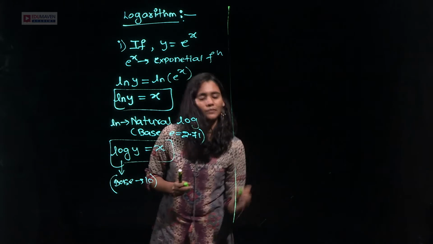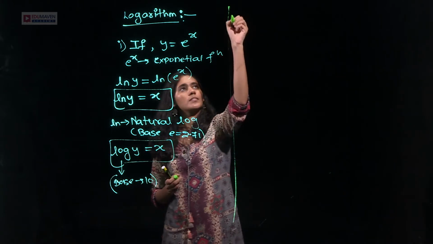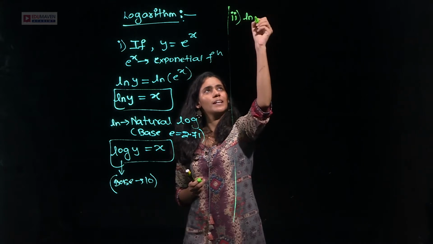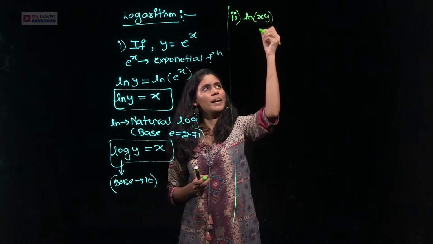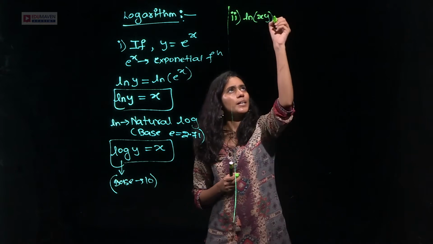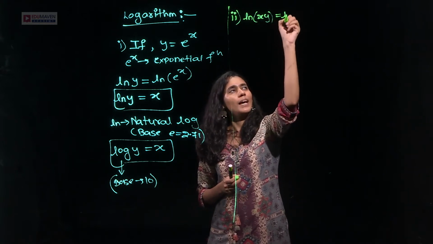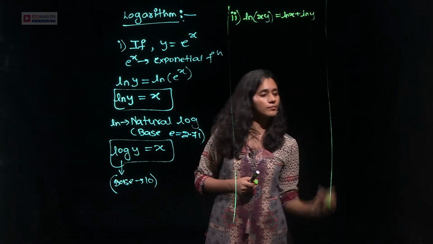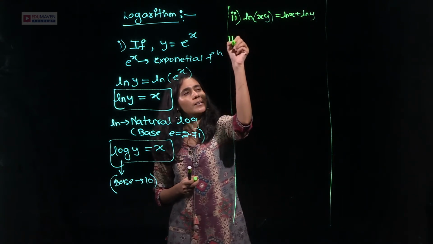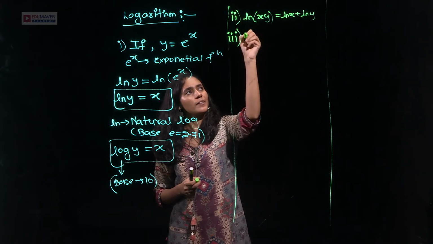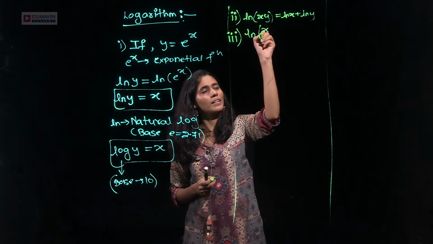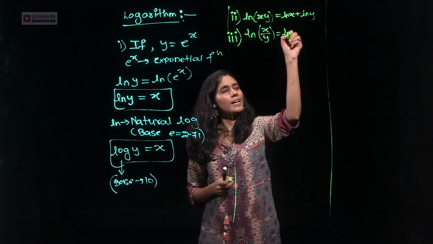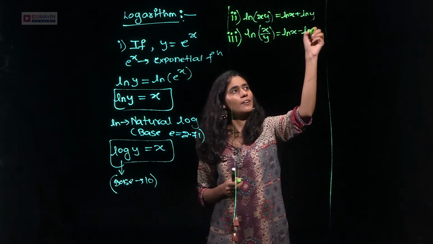Now the next thing is some conversions. If the value is given like this, ln of x into y, any function, any number, we can write this as ln of x plus ln of y. The next one is if it is given in division format, like x upon y, ln of x by y. So this can be written as ln of x minus ln of y.